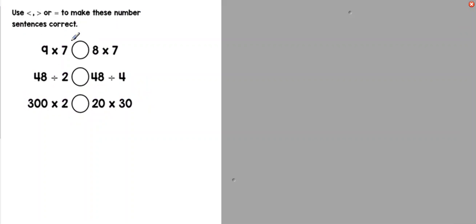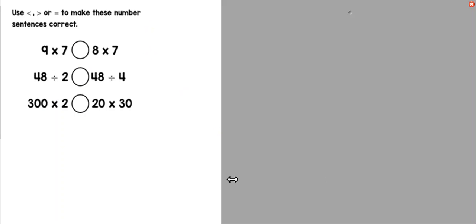So remember, the equal sign here would mean that this side is the same as this side. The crocodile mouth opens towards the biggest side. So what I would do, I would work out each of these calculations individually, and then you can place your signs in the middle. Pause the video now and have a go.